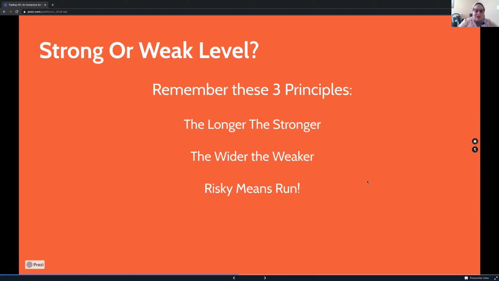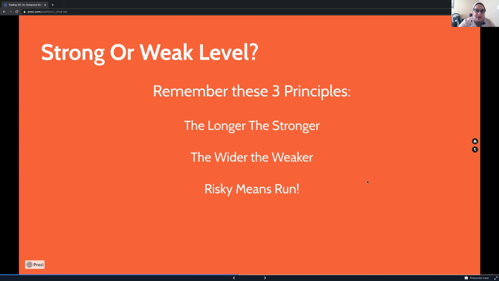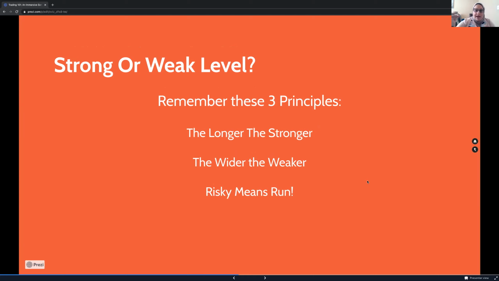But if you can remember, the longer, the stronger; the wider, the weaker; and risky means run. If you can remember these 3 things to help you identify whether an area is a strong area or a weak area, for the purpose of minimizing our risk level, we want to be low risk. We are going to try to find those strong areas. And I think if you're not taking a detailed technical analysis course, this would be good enough for you to enter some trades well.